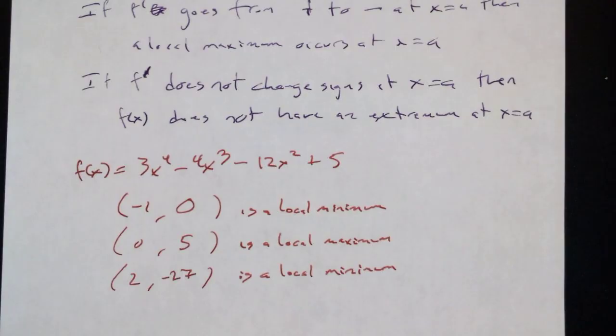Just going by the sign chart, as I go from left to right, I come down, I go back up, I go down, I come back up, right? It's a W shape. It's a lopsided W, but it's a W shape. (-1, 0) being a local minimum is fine. (2, -27) isn't just a local minimum. It's an absolute minimum, because it's the lowest point in the graph, period.